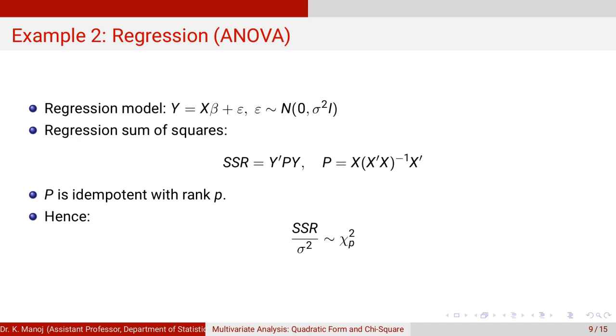In regression, the regression sum of squares, or SSR, is y prime P y, where P is the projection matrix onto the column space of the predictors, because P is idempotent and has a rank equal to the number of predictors. SSR divided by variance follows a chi-square distribution. This forms the basis of ANOVA and F tests.